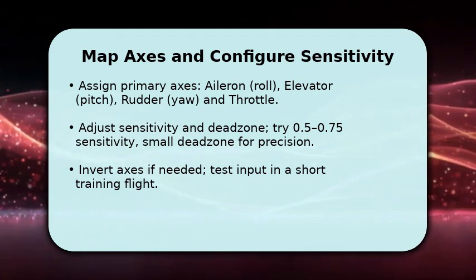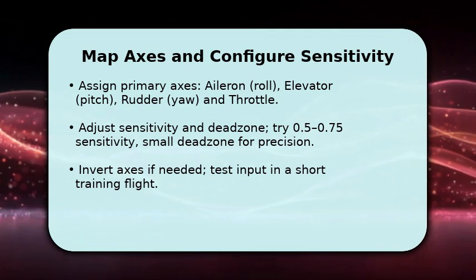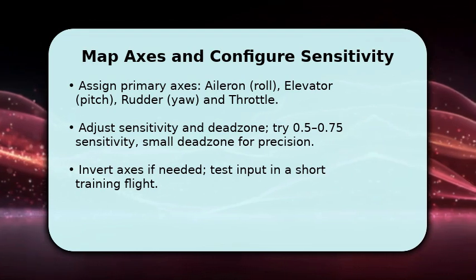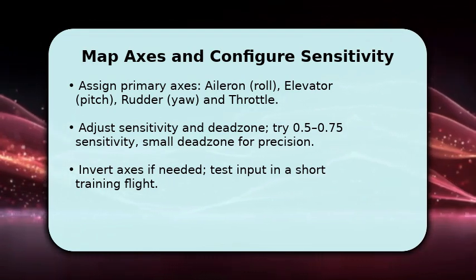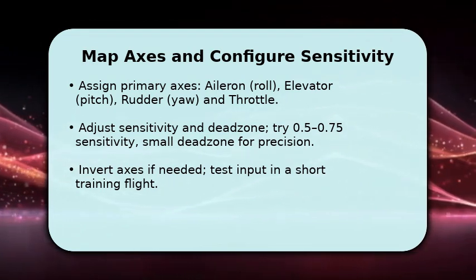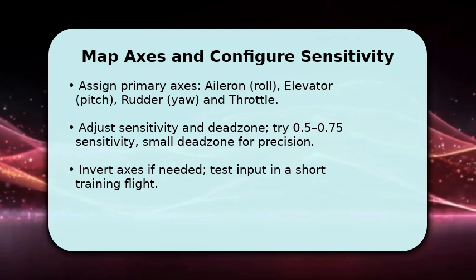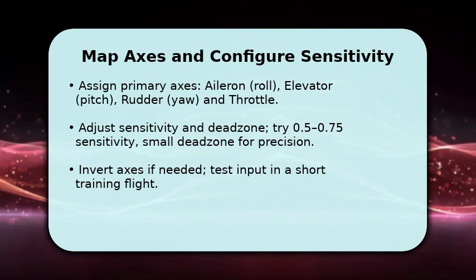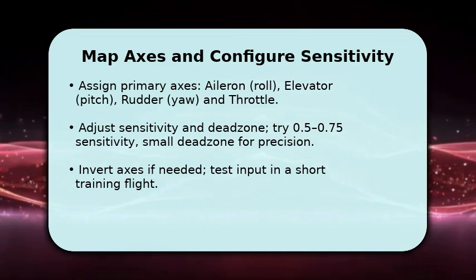Then adjust sensitivity and dead zone values. Start with moderate sensitivity around 0.5 to 0.75 and a small dead zone so you avoid jitter. If your pitch feels reversed, invert that axis. Make sure to test these settings immediately in a short flight. This hands-on check reveals whether trims or further tweaks are required.